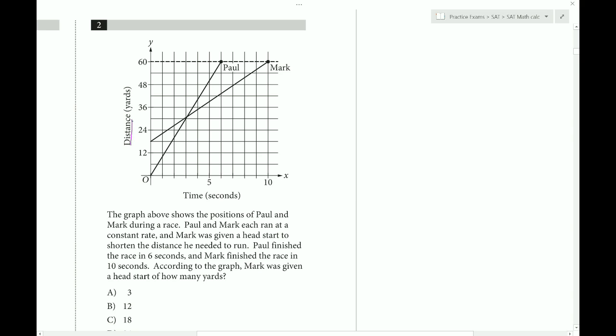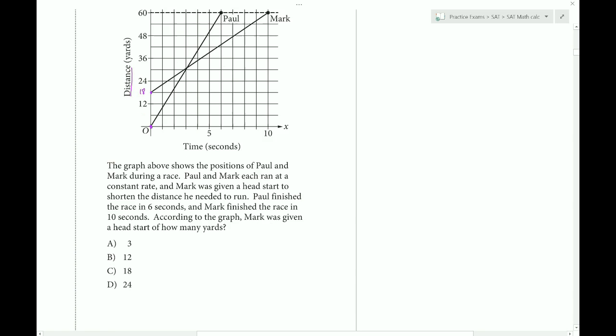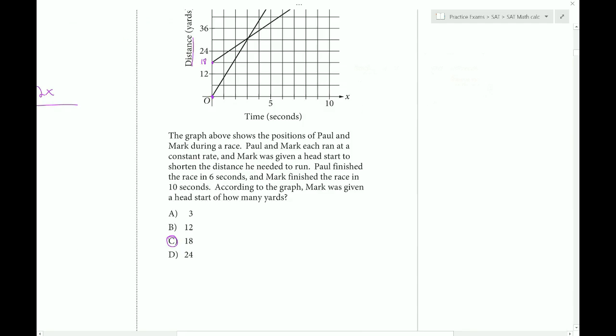Well, we can look at the distance axis. It looks like Paul started at a distance of 0, and Mark started at a distance of between 12 and 24, which is a span of 12, so we go halfway, which is 6, so 18. 18 yards, yeah.